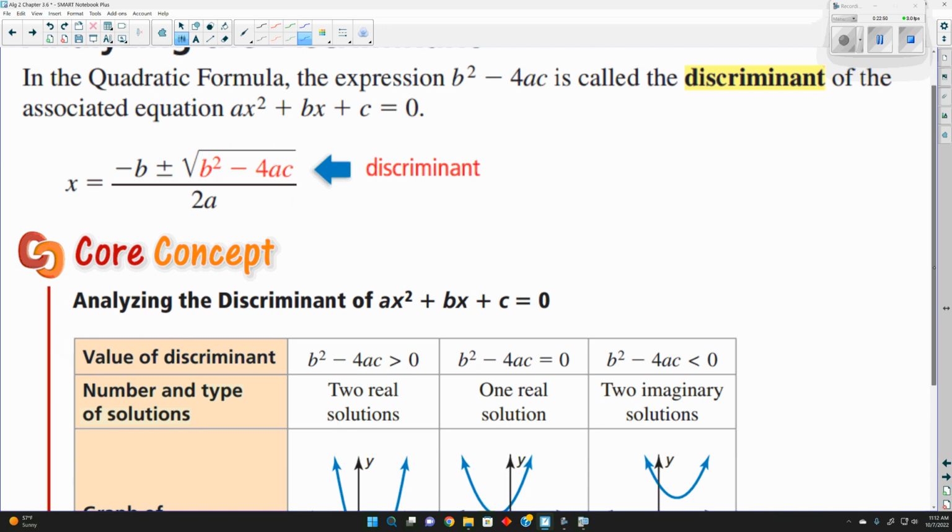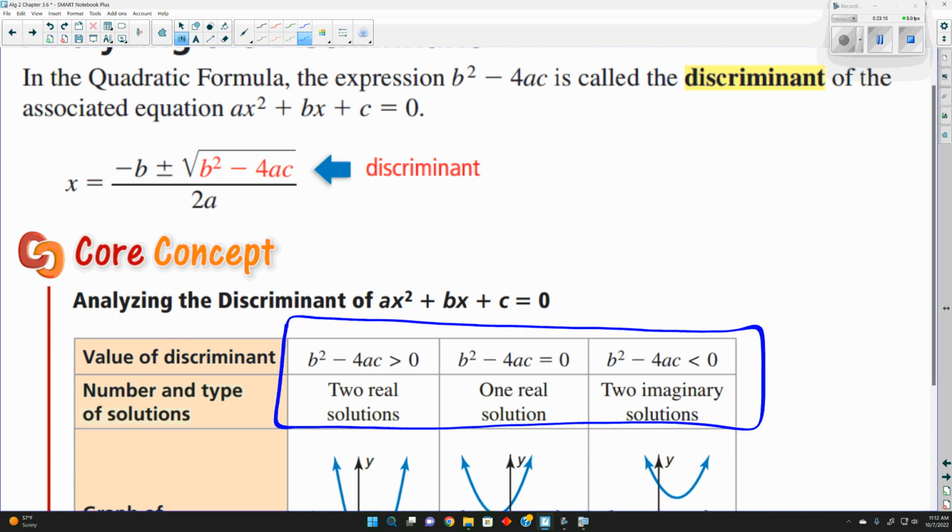And if b squared minus 4ac is less than 0, we have 2 complex solutions, or 2 imaginary solutions. And really the value of b squared minus 4ac will tell us all this. Depending on what b squared minus 4ac is, it'll give us one of these 3.